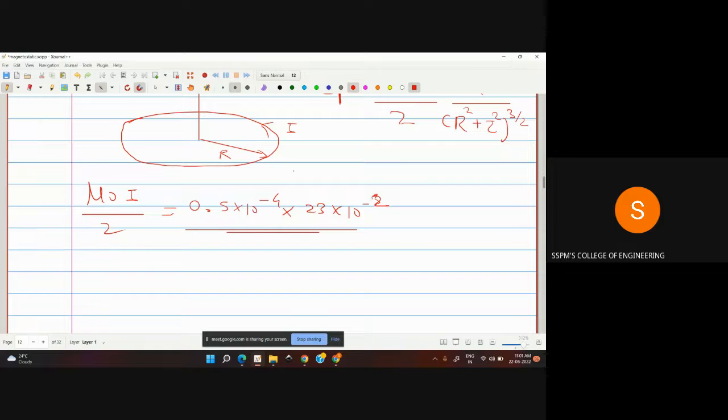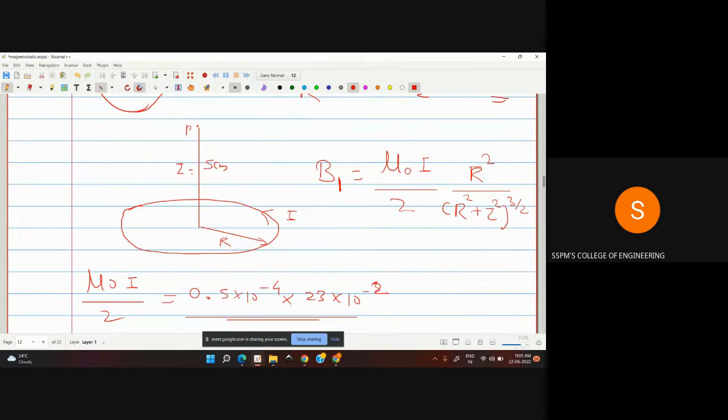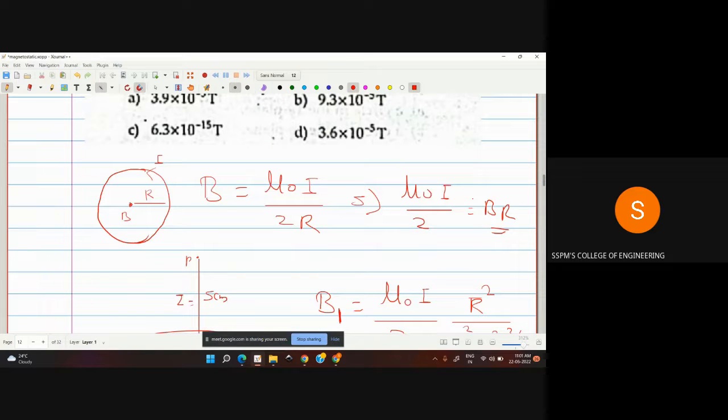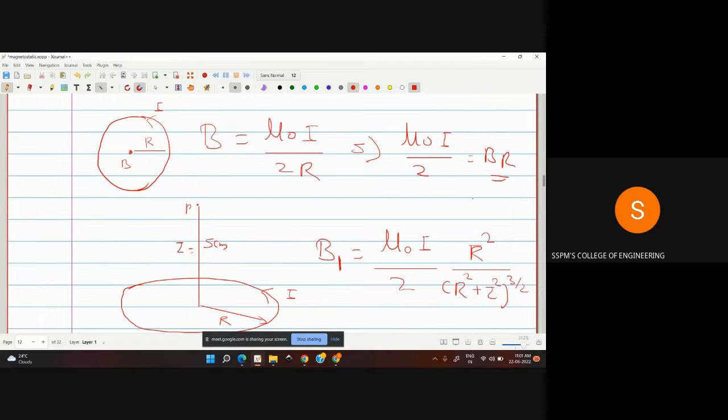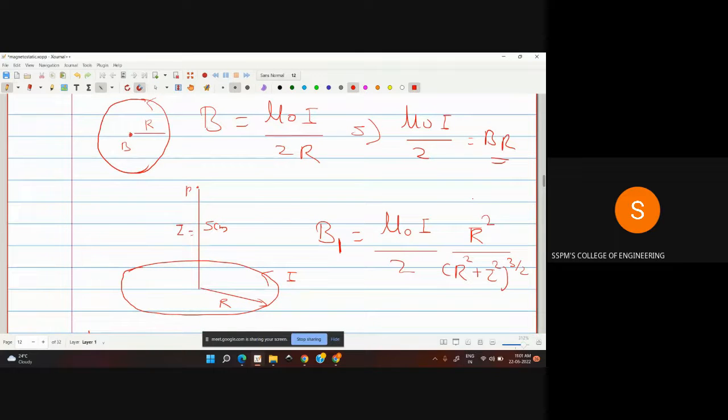So you have to replace mu 0 I divided by 2. R is given 23 centimeter. Z is given 5 centimeter and solve it. Actually हे अशा टाइपचे एक्झाम्पल हे ॲडव्हान्स JEE मध्ये विचारतात, कारण इथं थोडं मॅथमॅटिकल कॅल्क्युलेशन आहे. तरी पण मी एक्झाम्पल घेतलं कारण तुमची इक्वेशन थोडं रिमाइंड व्हायला पाहिजेत म्हणून.